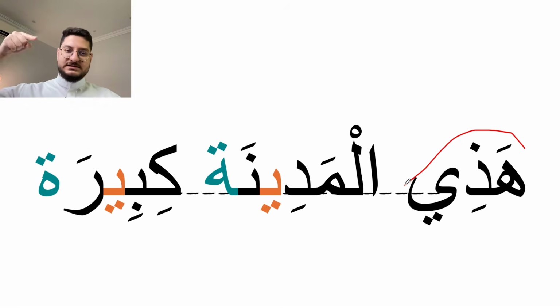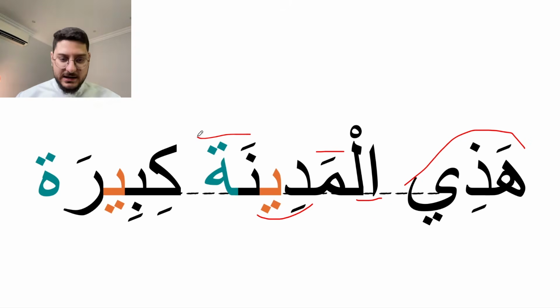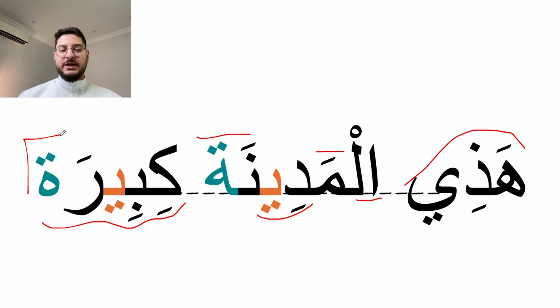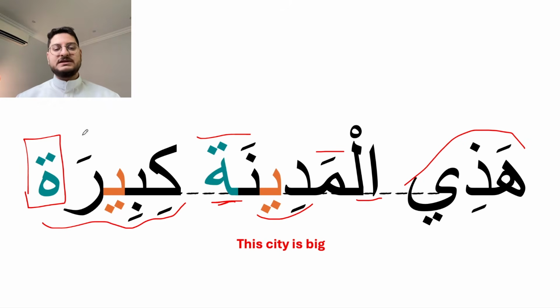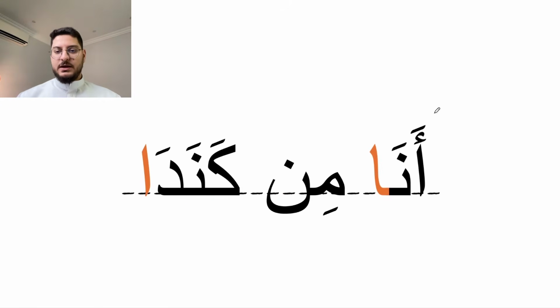هذه, remember هذه, it's this, but we are pointing at a female or something that is feminine. And then we have المدينة, which means the city. So هذه المدينة, this city, كبيرة. Remember, كبير was big, and then كبيرة is also big, but we use it with feminine nouns. Since we're describing Medina, and Medina is feminine because it ends with a ta marbuta, then كبيرة should also end with a ta marbuta. هذه المدينة كبيرة. The city is big.